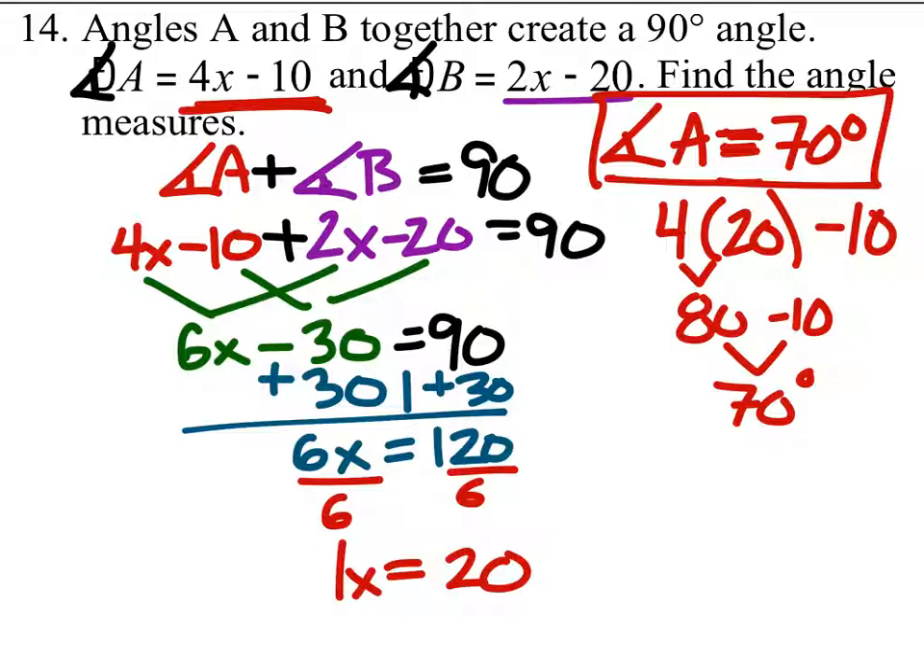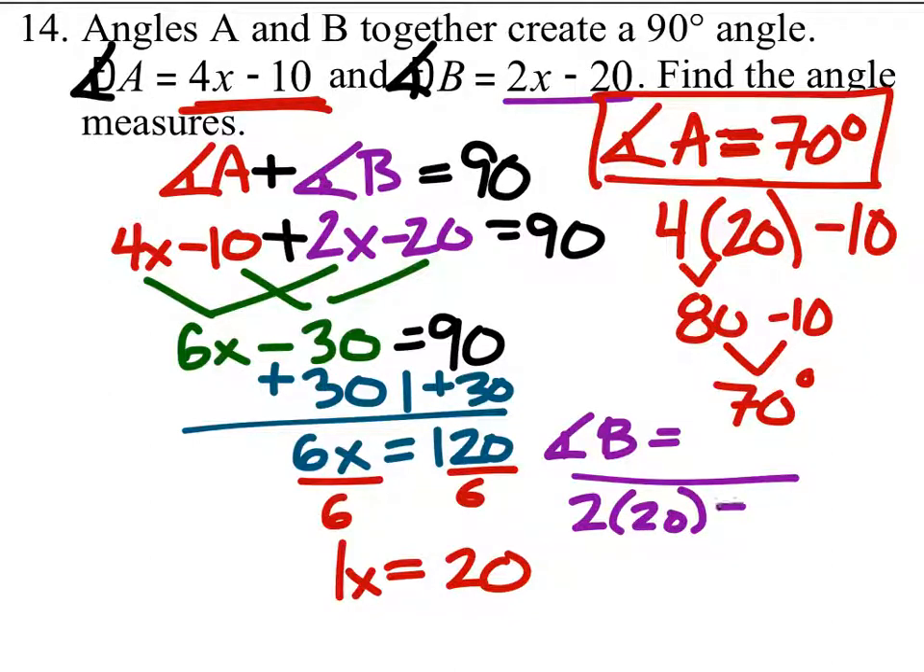So angle B, up in here, is 2 times the 20, which was x, and then minus 20 on this one. 2 times 20 is 40, minus 20 is 20. So angle B is 20 degrees.